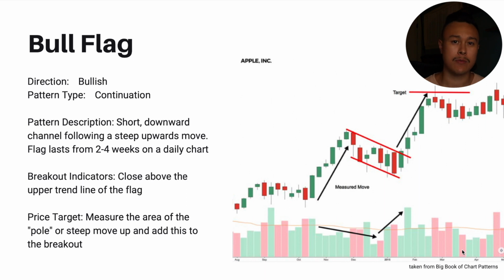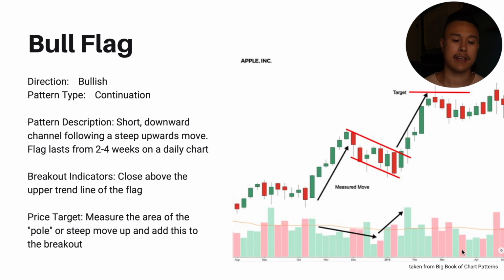Flags last anywhere from 2 to 4 weeks on a daily chart. However, these can definitely be used on the smaller time frames as well. I use it when I'm day trading. I use it on the 5-minute chart. When I alerted Shiba the other day, it was on the 30-minute chart. So you can really see these all across the board. But if you're looking at a bigger move, you're going to definitely see these on the day chart, and you should expect this flag to form for between 1 and 2 weeks.